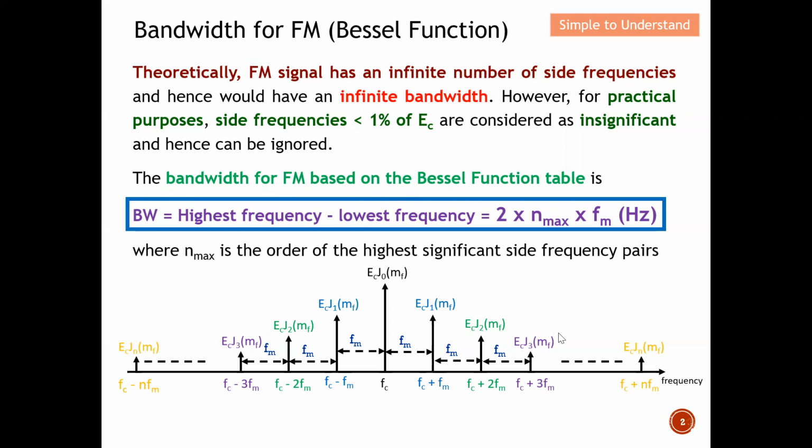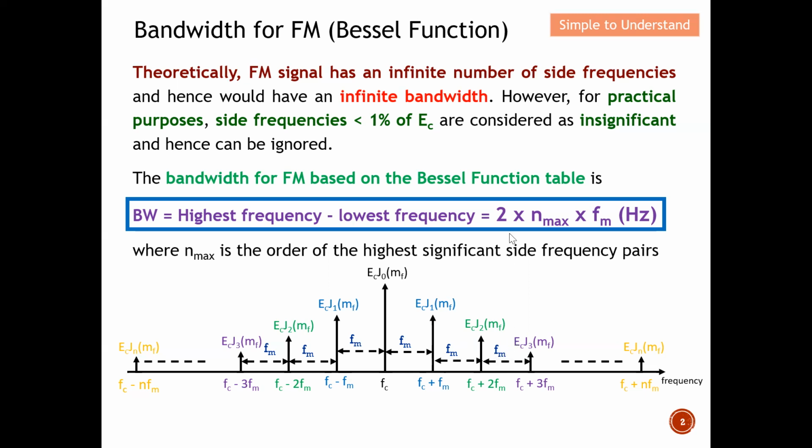For example, let's go back to what I mentioned earlier. We only have 3 significant sidebands. The fourth one we ignore because it's less than 1% of the carrier signal. So we have 3 coefficients, and on the other side here, we also have 3 significant coefficients. So the bandwidth is simply the upper frequency minus the lower frequency. From here, you can count 1, 2, 3, 4, 5, 6. So my bandwidth is equal to 6 times the frequency of the modulating signal.